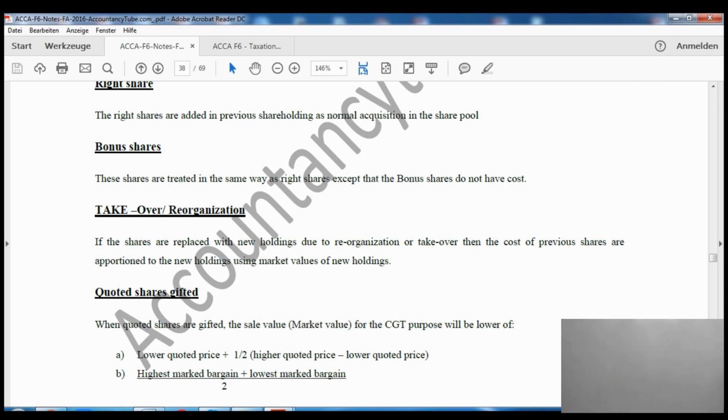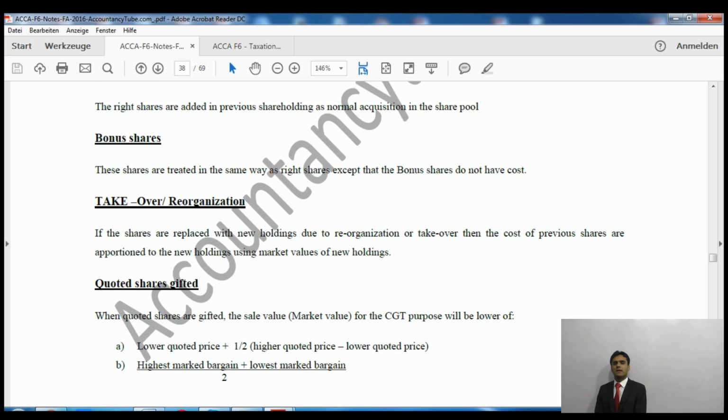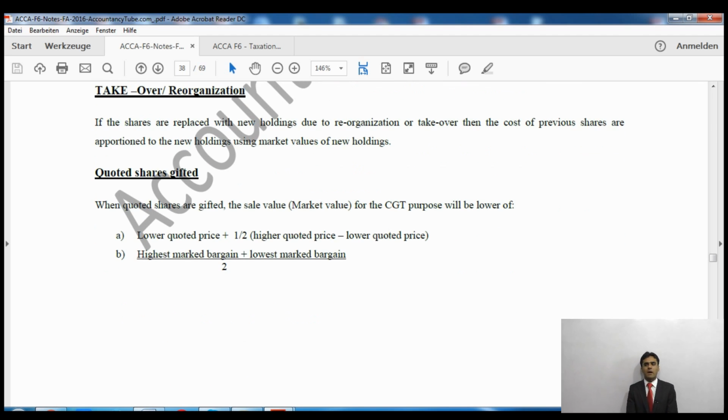And another topic is takeover and reorganization. If shares are replaced with shares of another company, say for example, if I hold shares in A PLC and A PLC was taken over by B PLC, then B PLC will say, give me back the shares which you already hold in A PLC because we have taken over the company. Now we will give you shares in B PLC.